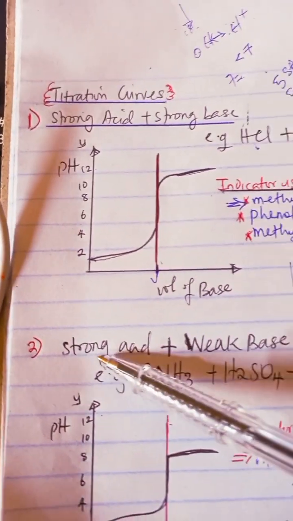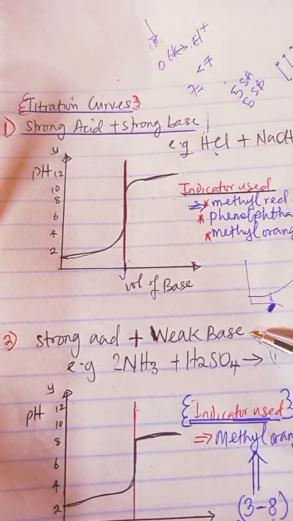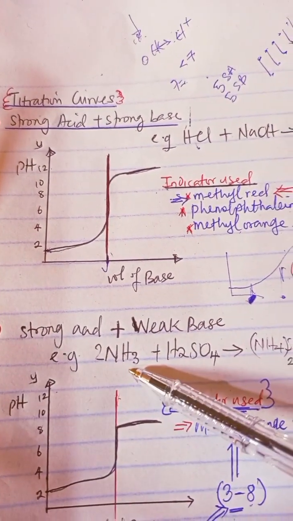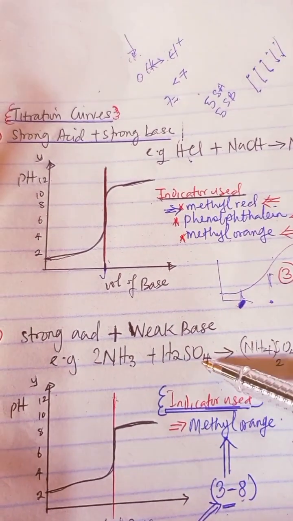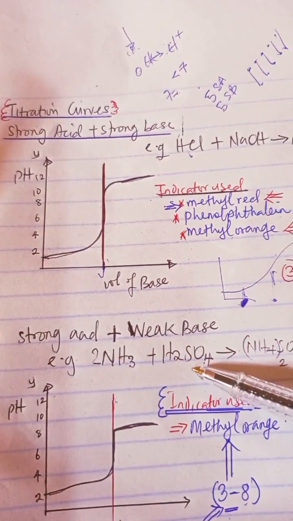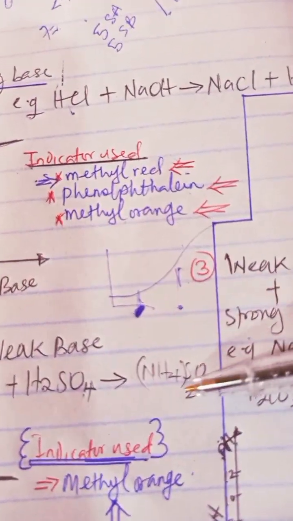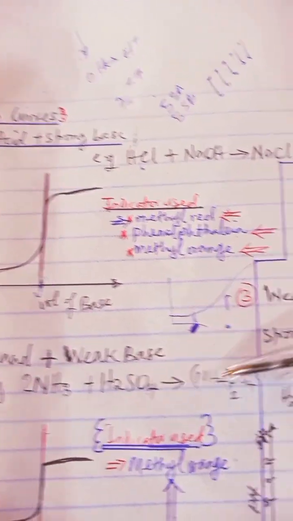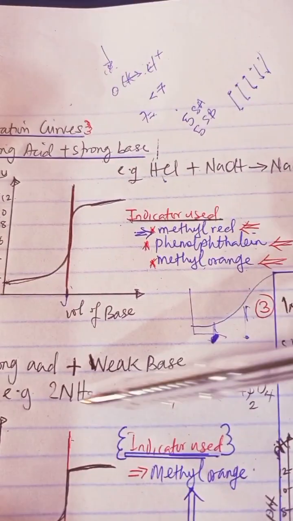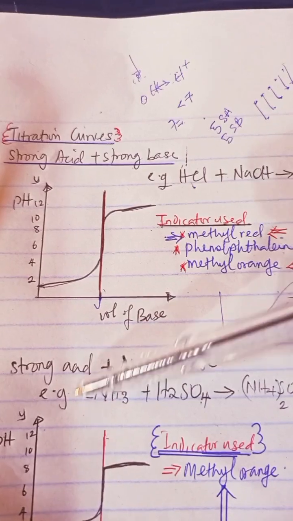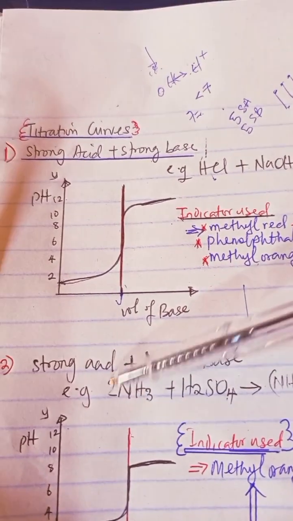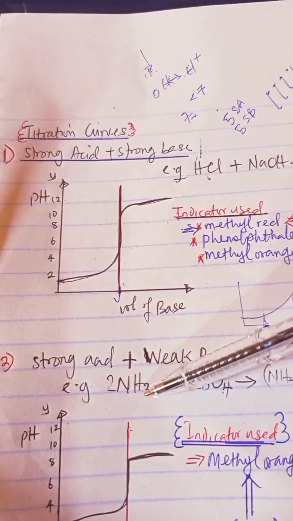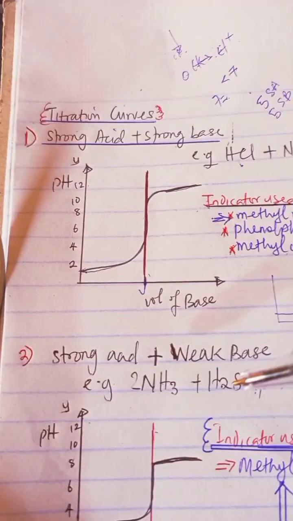The next one is if you have strong acid and weak base. An example of a weak base is ammonia. So ammonia plus H2SO4, and H2SO4 is a strong acid. You're going to get ammonium sulfate, (NH4)2SO4. This is a neutralization reaction. Even though you cannot see H2O, it's a neutralization reaction, because I'm not using ammonium hydroxide, but ammonia is a weak base. Okay, it's a weak base.